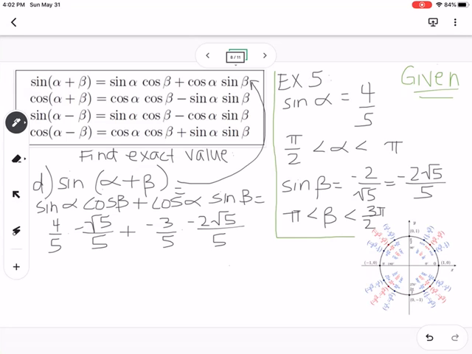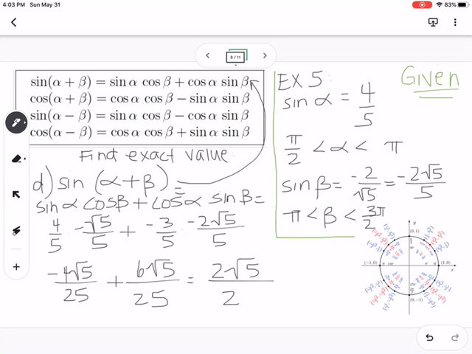Okay, so now again, just multiply. So numerators, I get negative 4 radical 5 over 25. And it's a negative and negative again, so plus 6 radical 5 over 25. Simplify our numerators, we get 2 radical 5 over 25. Okay, that is part D.